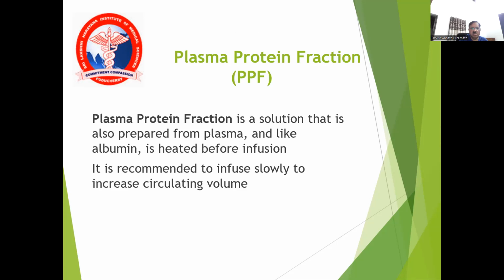Then the next colloids include plasma protein fraction. Plasma protein fractions include the solution that is prepared from plasma, and like albumin is heated before infusion. It is recommended that they should be infused slowly to increase the circulatory volume.